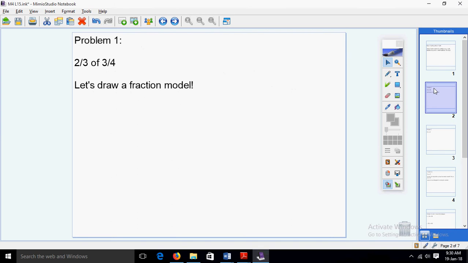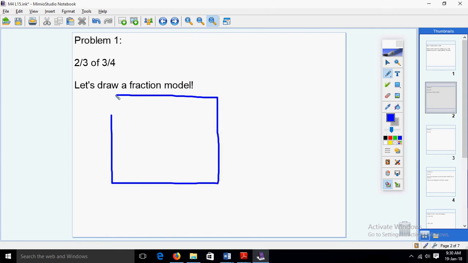Our first problem is 2/3 of 3/4. Remember, of means? Yes, multiplication. Hopefully you said that. All right, of means multiplication. So here's our fraction model. It's going to look a little bit more complicated as far as the look of it. Will it be more complicated? No.